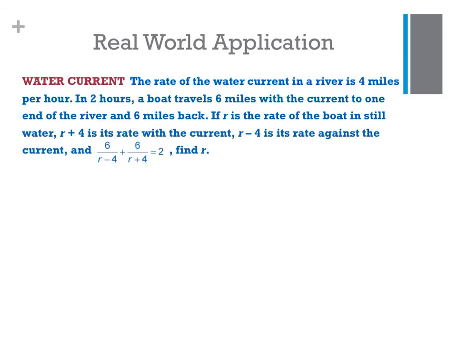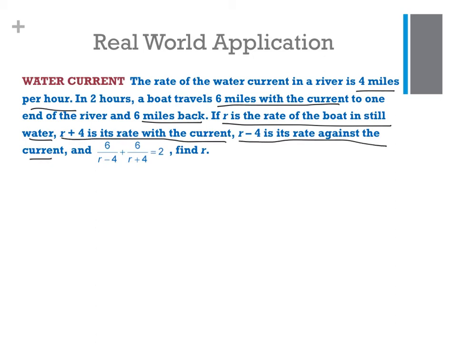Alright, it's time to look at a real-world application problem here. In this example, we're going to discuss water current, and the rate of the water current in a river is 4 miles per hour. And in 2 hours, a boat travels 6 miles with the current to one end of the river and 6 miles back. If r is the rate of the boat in still water, r plus 4 is its rate with the current, and r minus 4 is the rate against the current. And thus 6 over r minus 4 plus 6 over r plus 4 equals 2. Find r.